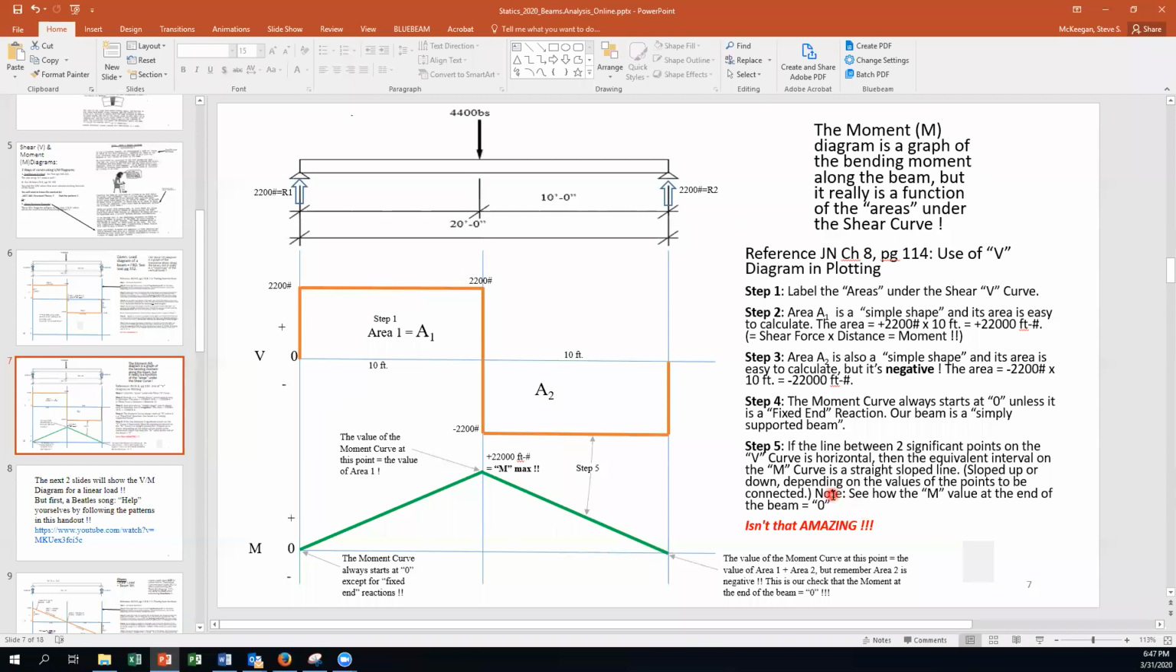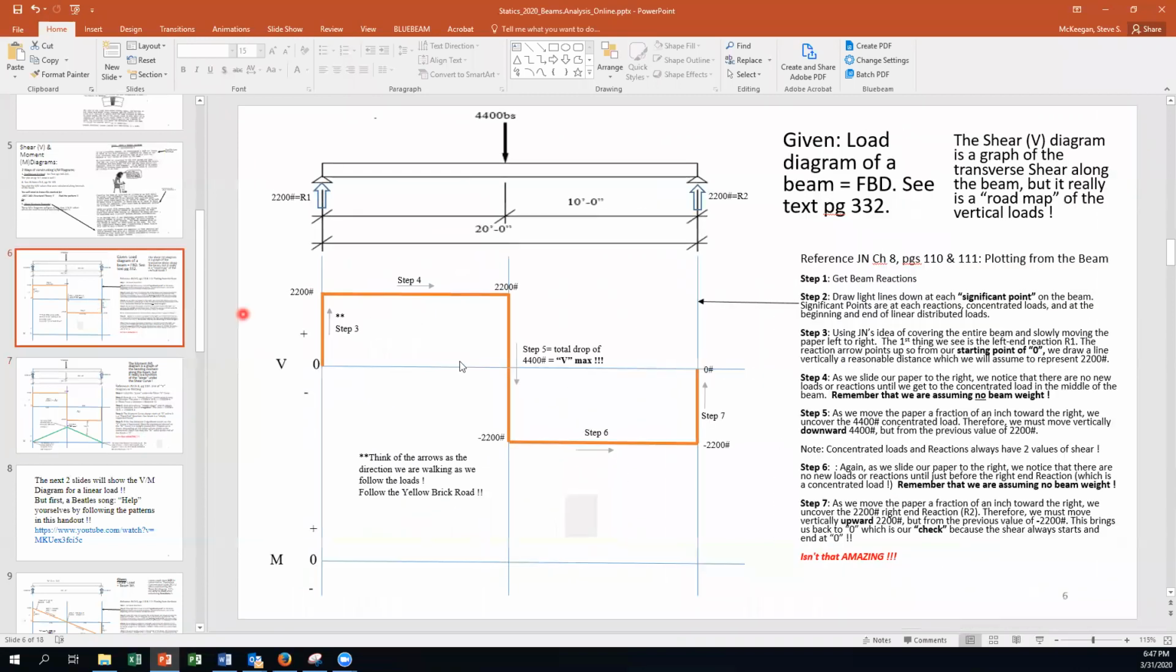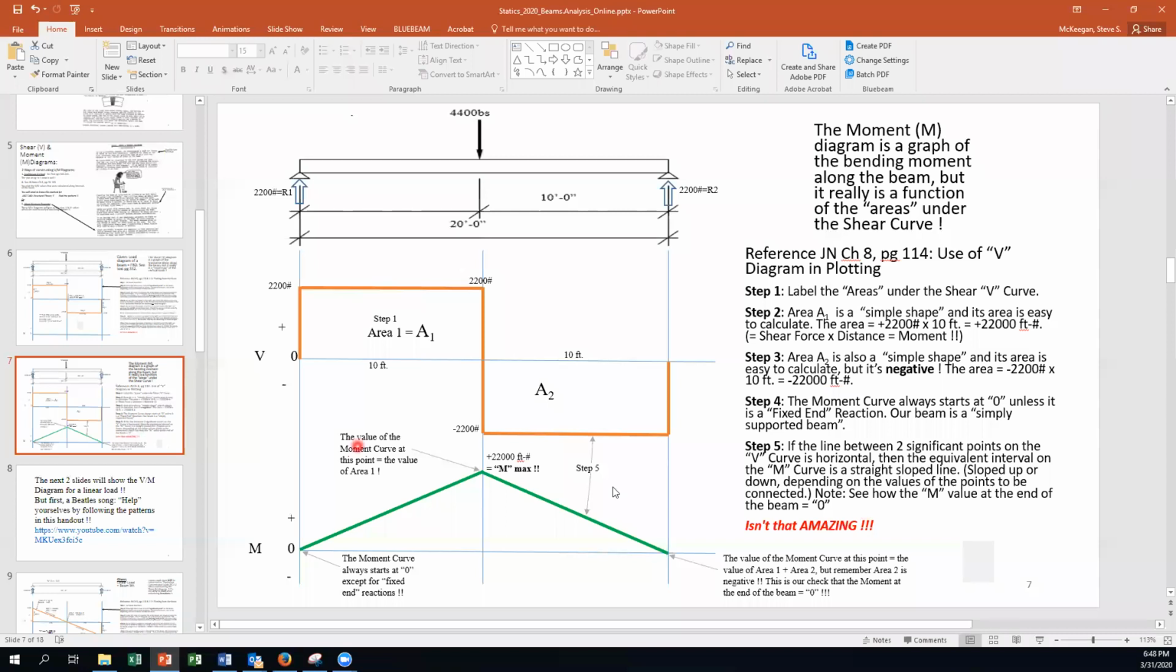And again, note, see how the M value at the end of the beam equals 0. And that's going to be our check. Check on the shear was when we analyzed the loads, almost like a road map, we started at 0, we followed the yellow brick road, and we wound up back at 0. The moment curve has to end at 0. And on the next example that I gave, there was a slight rounding off error. Isn't that amazing? Sorry.